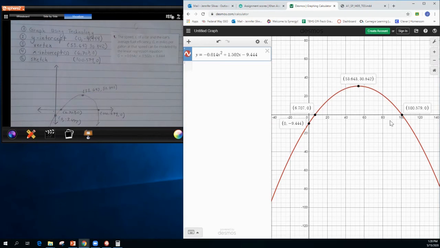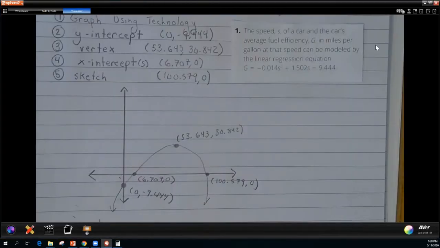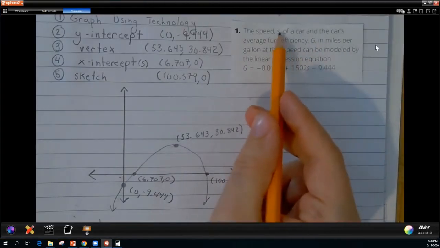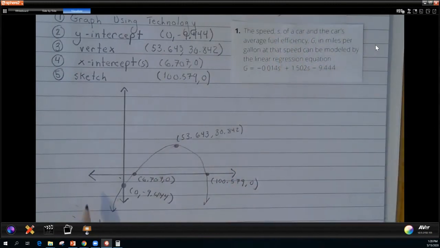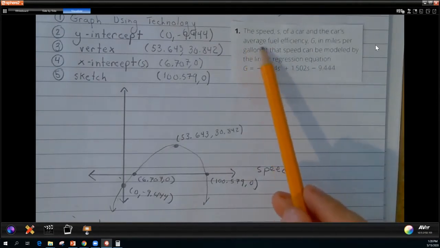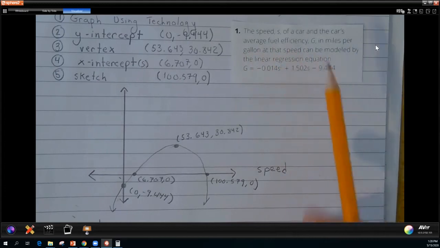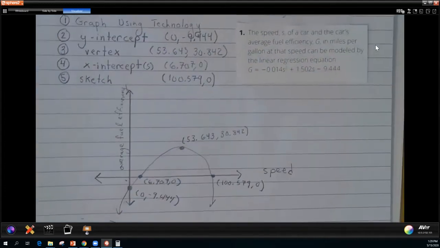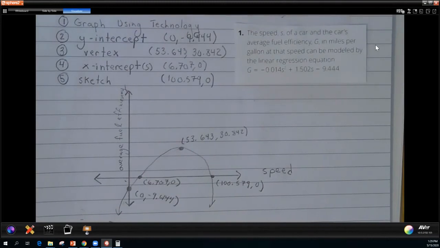So now we have a rough sketch of our quadratic. Let's label the axes to help us interpret. Our input is speed, so the x-axis we can label as speed, and the y-axis is G, or average fuel efficiency. Now let's start interpreting what these mean.